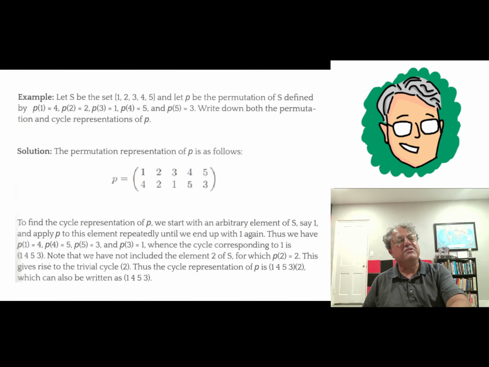So like I said, 1 gets mapped to 4, 2 gets mapped to 2, 3 gets mapped to 1, 4 gets mapped to 5, and 5 gets mapped to 3. What about the cyclic representation?